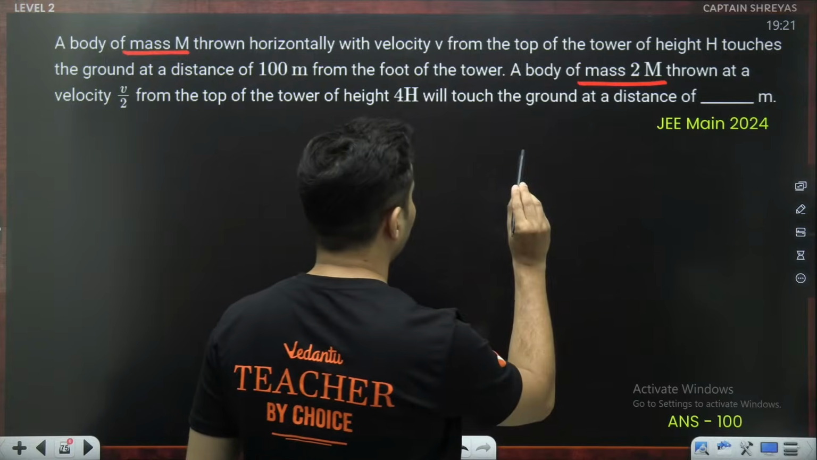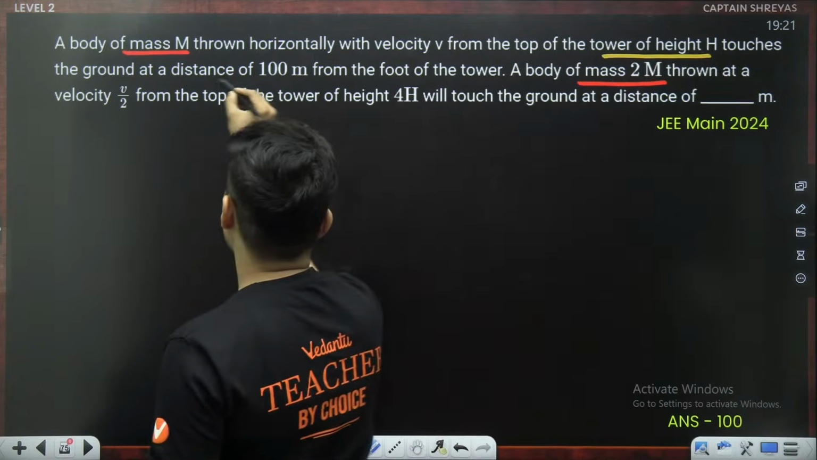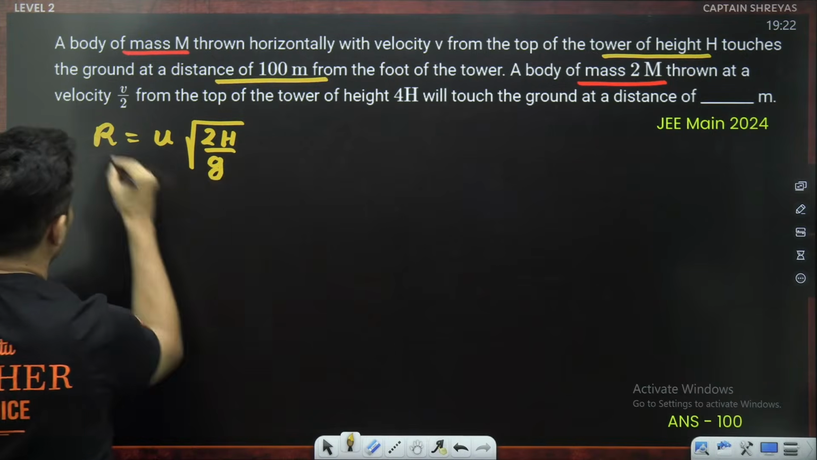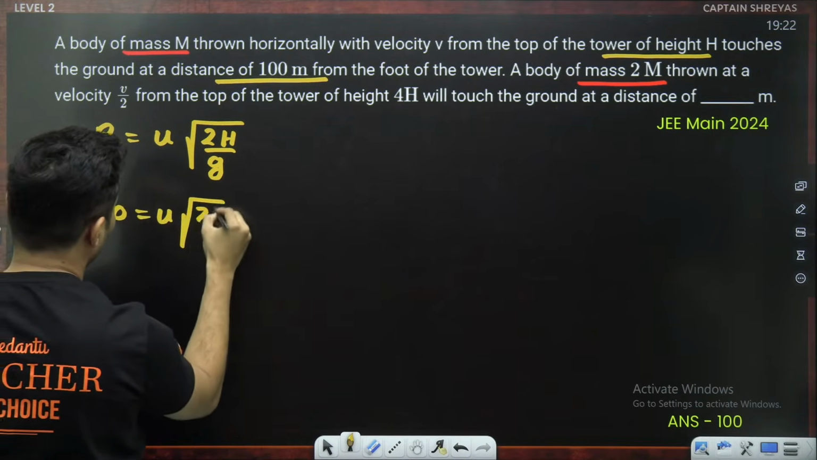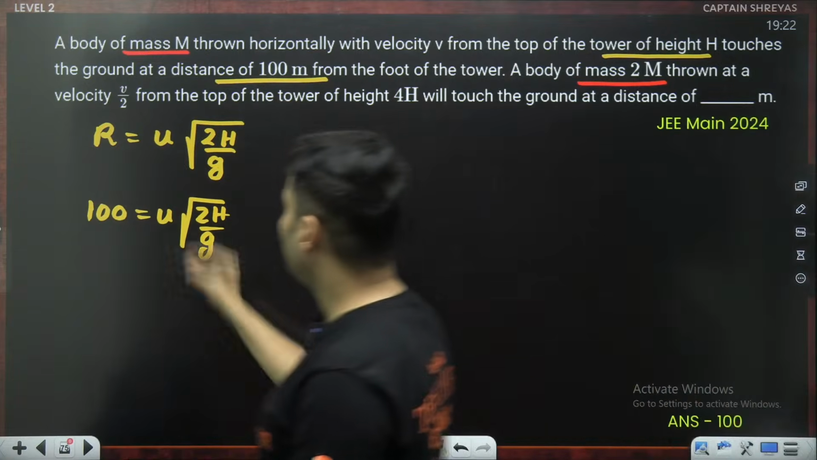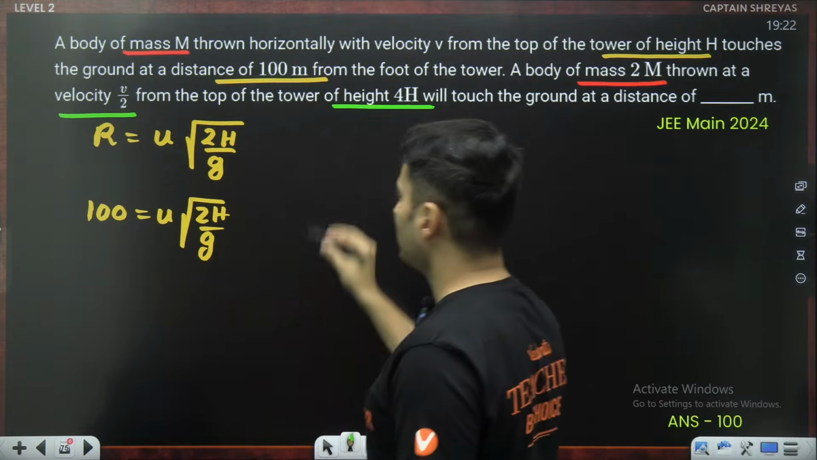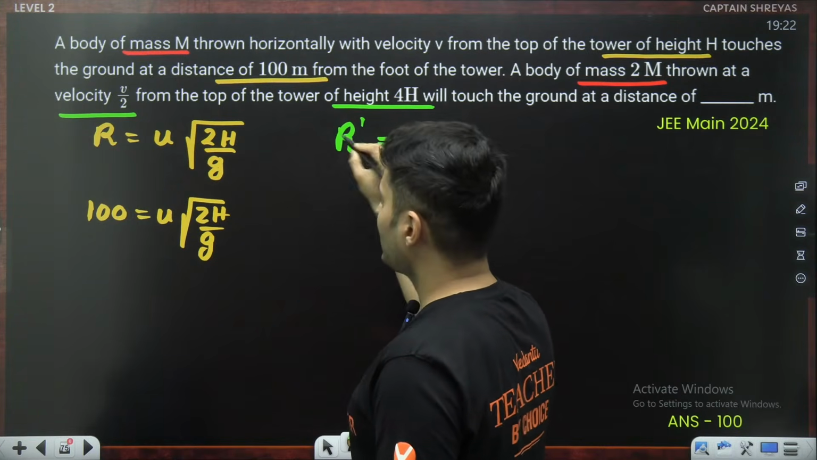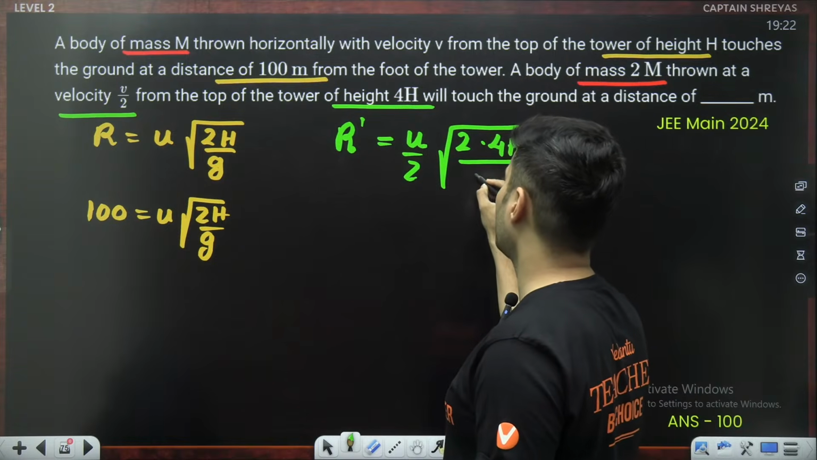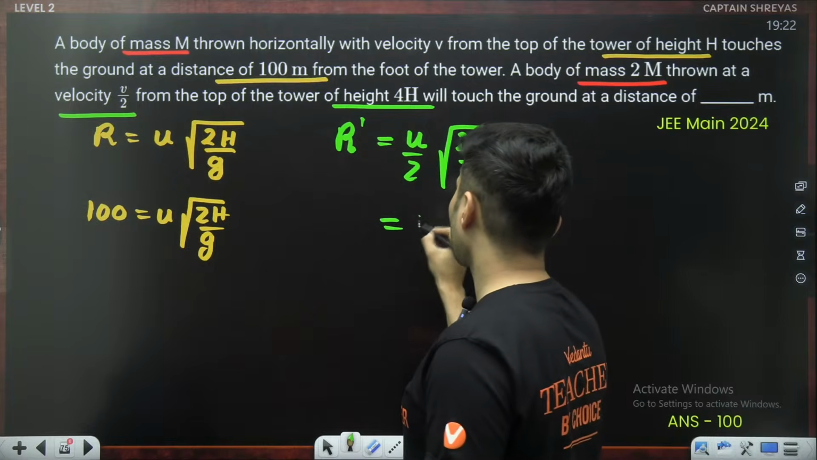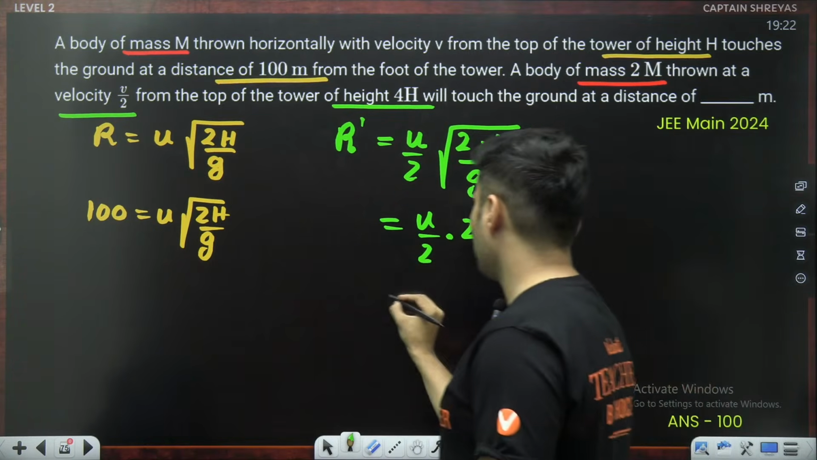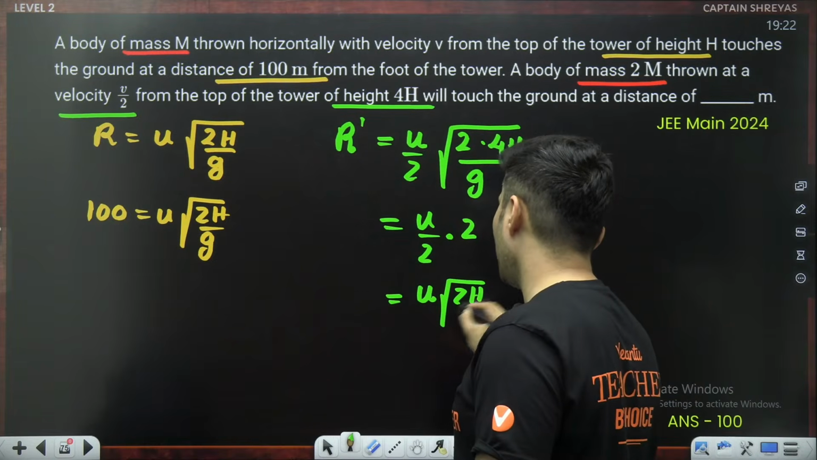It's all about the range, right? Height h, touches the ground at 100 meters. What is the range formula? U root 2h by g. This range is basically 100. Second scenario: when the velocity is u by 2 and the height is 4h, there will be a new range, I'll call it r prime. Speed will be u by 2, height will be 4h, so 4h by g. Root of 4 is basically 2. Okay, so I'll have 2h by g. 2 cancels. So I'm left with u root 2h by g.